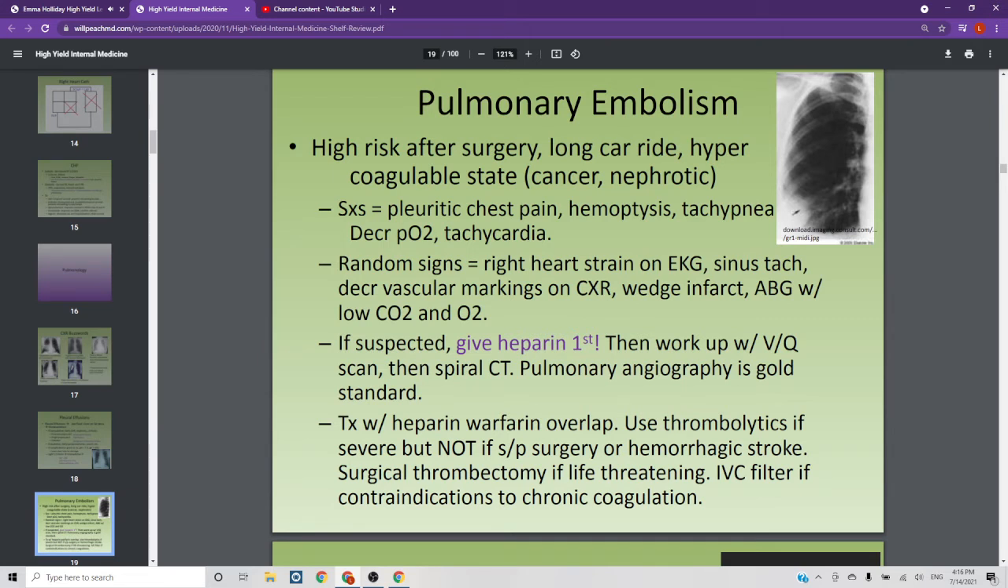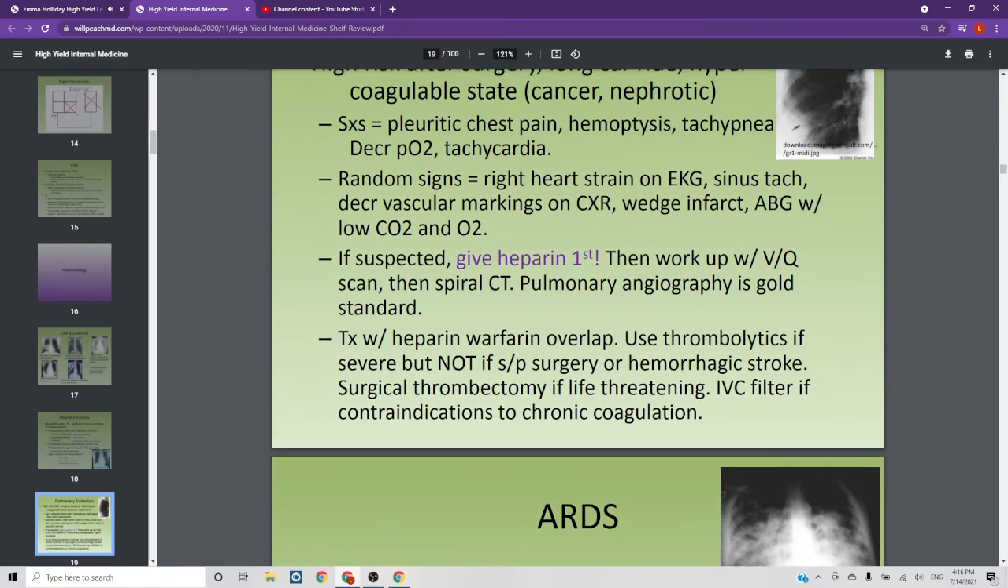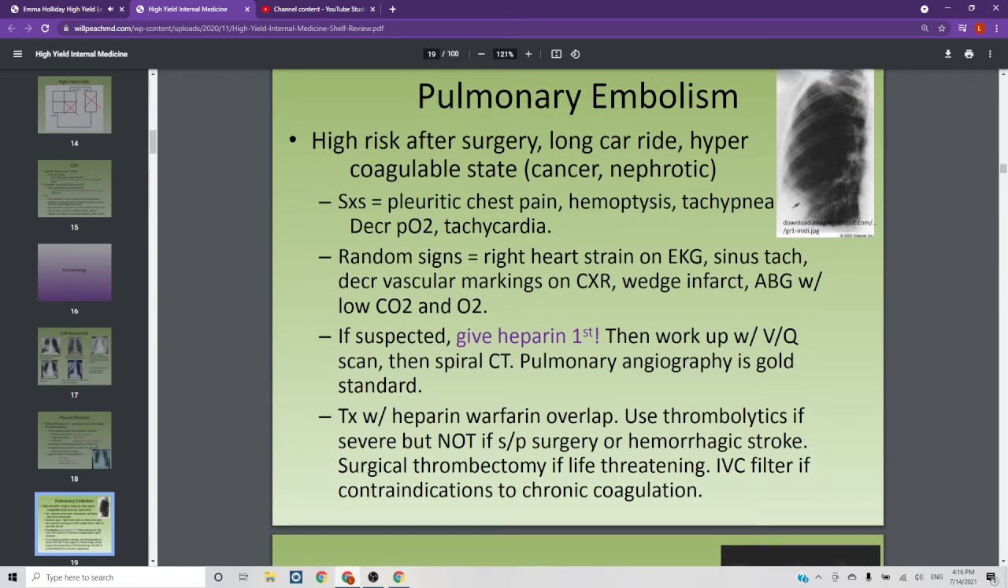So random signs, they might show you something like this on chest x-ray. It's a little wedge infarct. It's got an eponym, doesn't it? Is that a Westerfield? Westermark. Yeah, Westermark. But it's a wedge infarct from the pulmonary vessel being blocked by the clot.